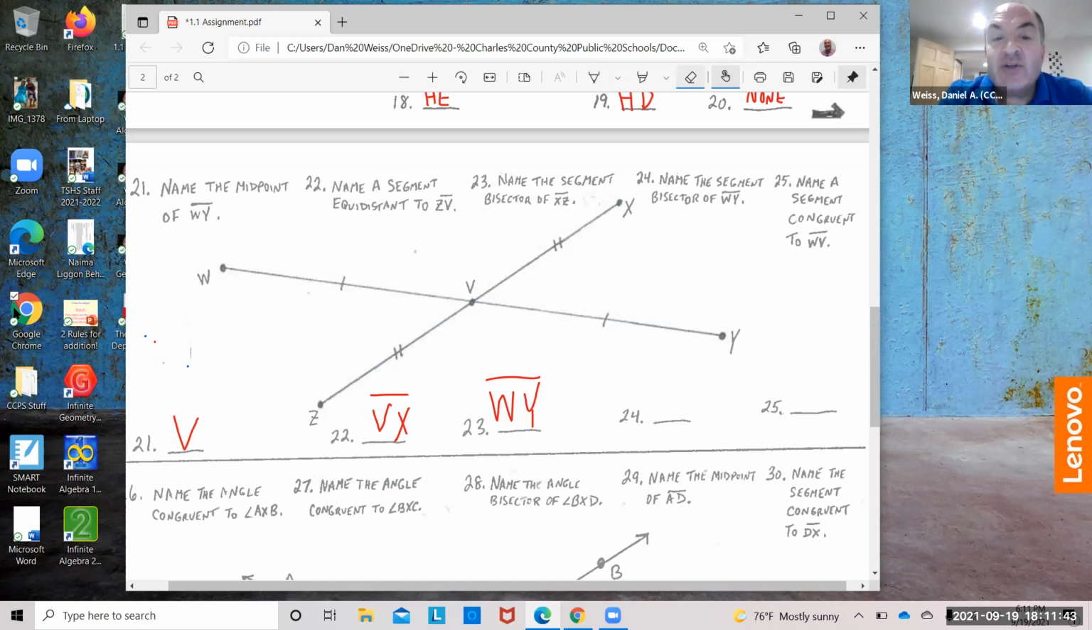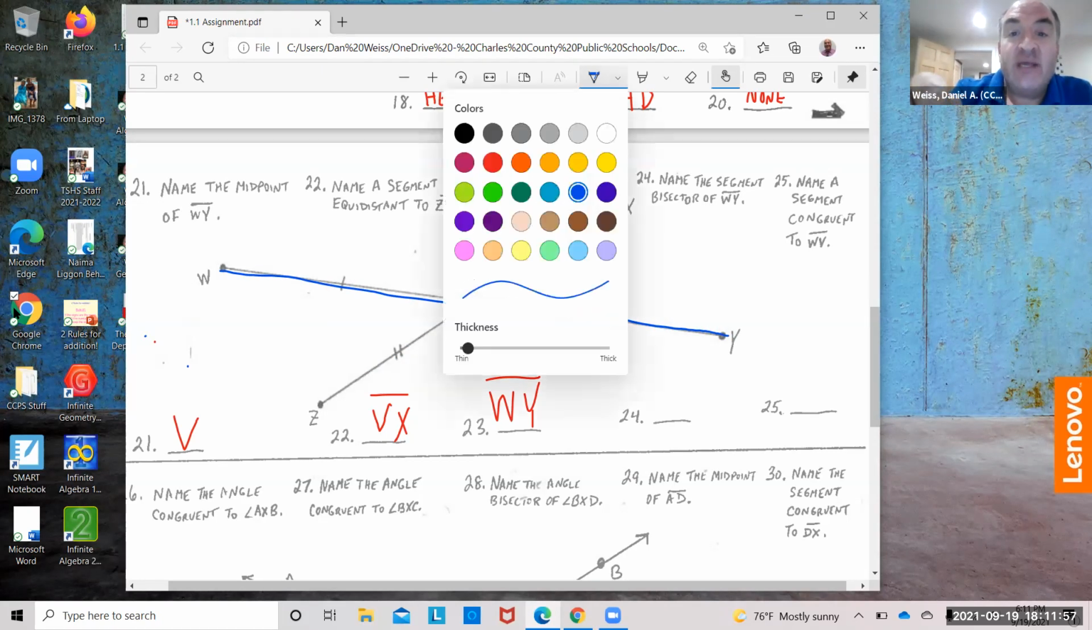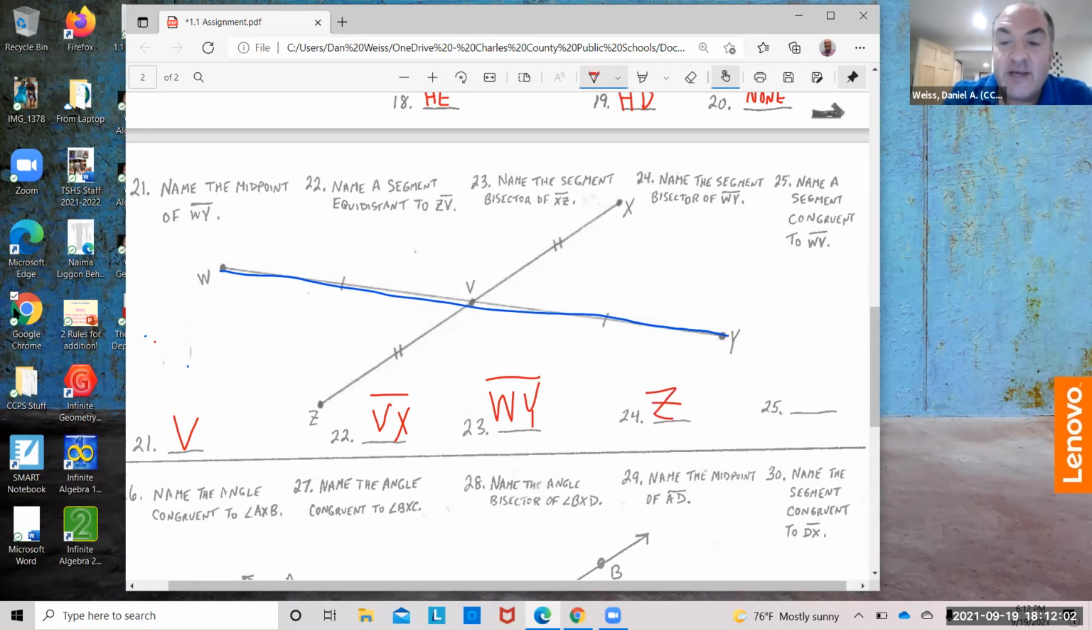Name the segment bisector of WY. So now, here is WY. What is the knife that's cutting WY into two equal parts? That's going to be, can you say it before I write it? ZX, right? ZX is the segment cutting WY into two equal parts. Notice how WV has that bar and VY has that little bar. That means WV is equal to YV, which is my next question.